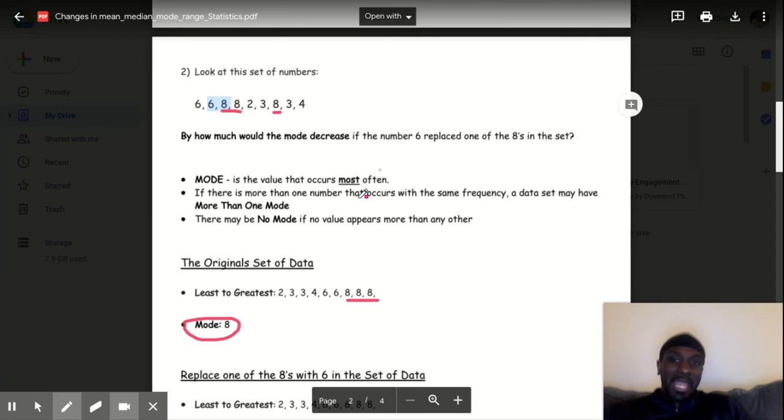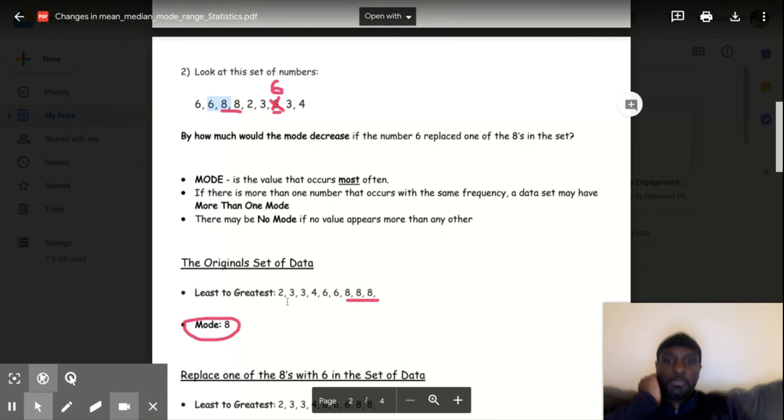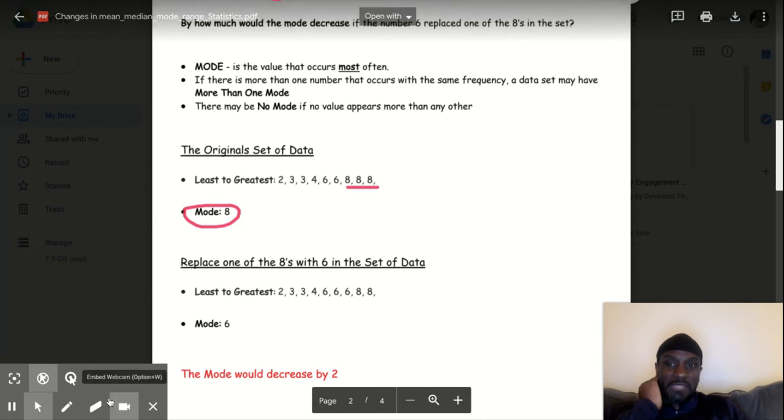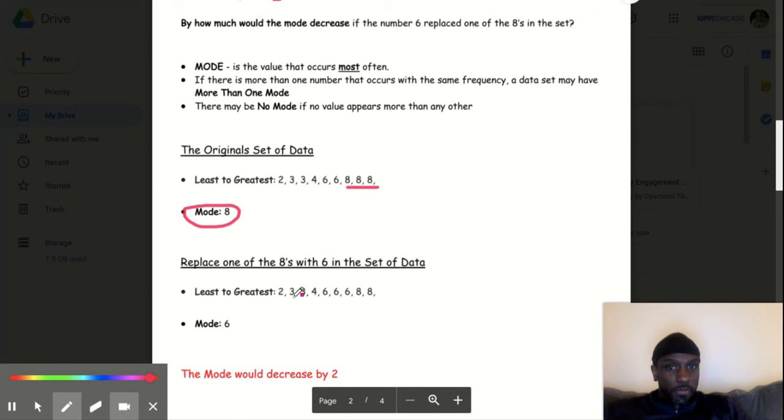Now I have to change the data. I'm going to have to get rid of one of these 8s up here and make it a 6. Okay, so now I have 3 6s. So I'm going to go down into the bottom. You're going to look at the new set of data, put it in order from least to greatest. Now, instead of me having 3 8s, I have 2 8s, but I have 3 6s.